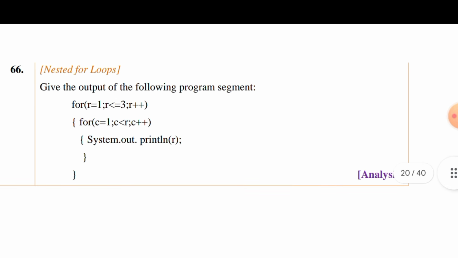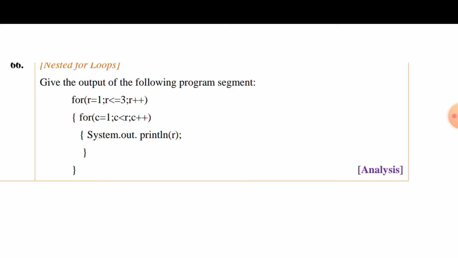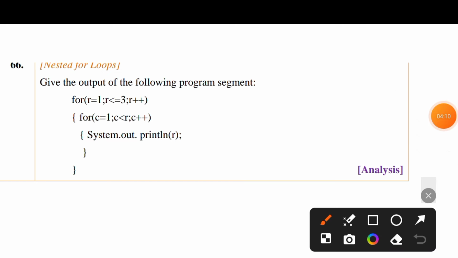Let's go to question number 66. We have to give the output of the following program segment, where we have two nested loops. The first loop runs 3 times and the second loop depends on the value of R. Let's start. The value of R is initially 1. 1 is lesser than 3. Condition is true. Then the inner loop begins, where C is initially 1, and 1 is lesser than 1. Condition false. So when the condition is false, the value of R will not be printed.